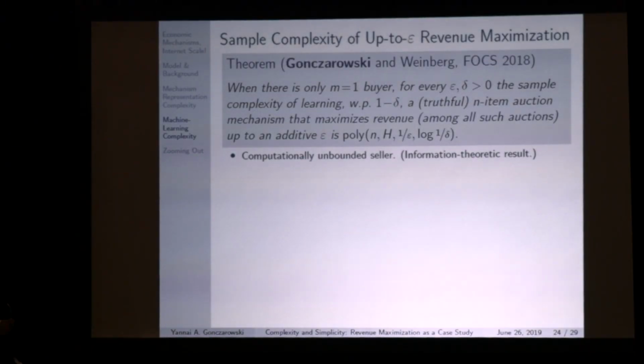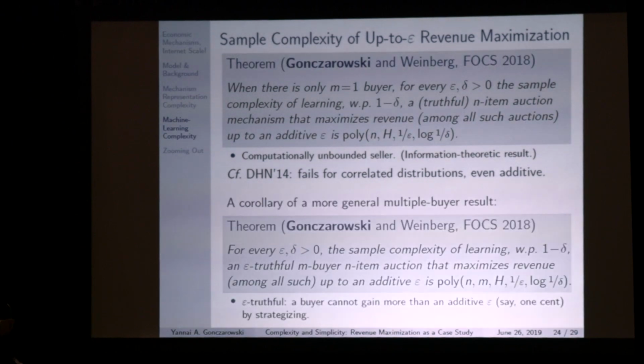So here's the main result. When there's only one buyer, for every epsilon and delta, the sample complexity of learning, with probability 1 minus delta, a truthful n-item auction that maximizes revenue among all such auctions up to an additive epsilon is polynomial in the parameters of the problem. I'd like to emphasize that this is for a computationally unbounded seller, so this is an information theoretic result. It only says that if you have a lot of computational power, so many samples contain within them enough information. This should be compared to a result of Dughmi et al. that says that for correlated distributions, even for additive valuations, this cannot be done.